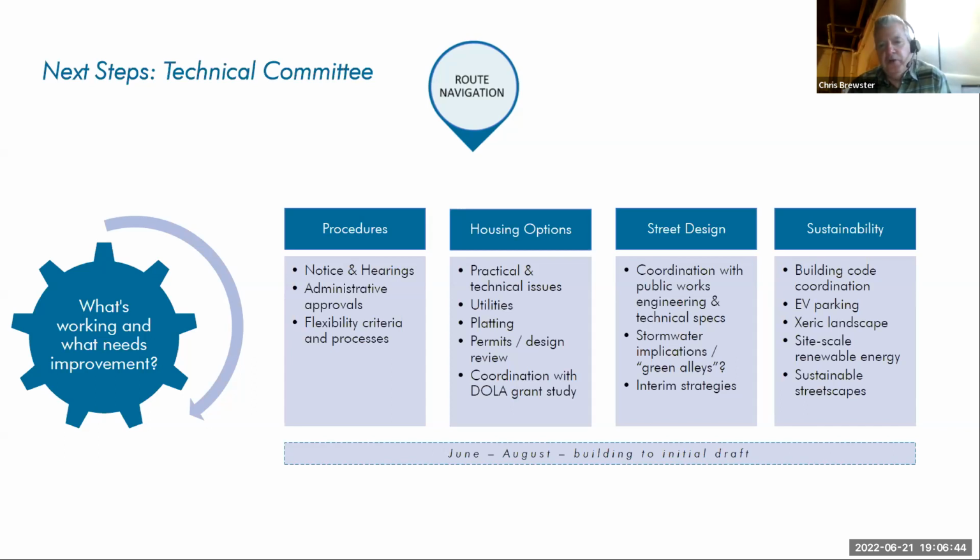What utility issues do we need to be concerned about? How do we get through permit and design review for these different types? What are the platting issues? A lot of those things are going to touch different departments, and we need all of their input to help us build the code. So a lot of these main topics that we've grouped with the technical committee are going to require that sort of shared knowledge to get us to the right set of standards. We plan on doing that June through August, and essentially that will be building us to the initial draft.